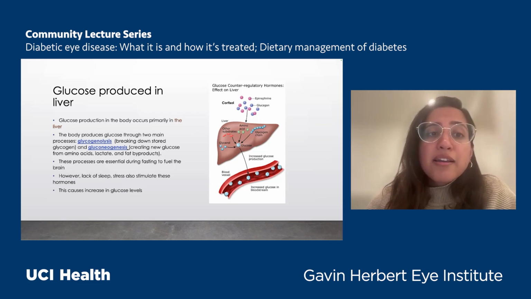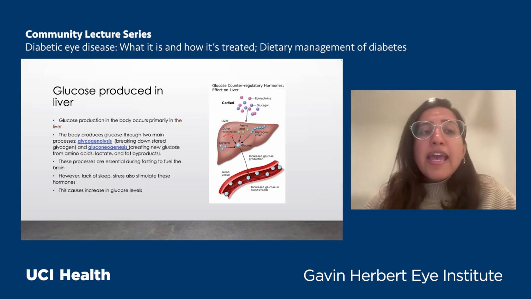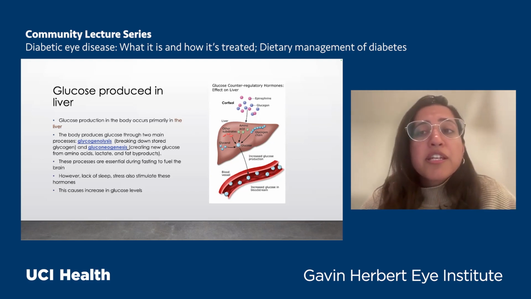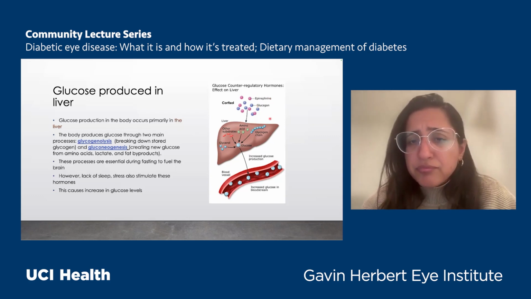One is the breakdown of stored glycogen, called glycogenolysis, and the other is creating new glucose from the substrates of amino acid, lactate, and fat byproducts, called gluconeogenesis. These processes are under the influence of certain hormones like cortisol, epinephrine, and glucagon.